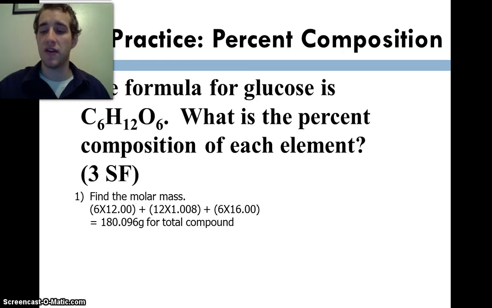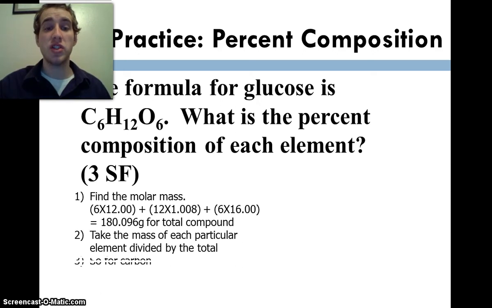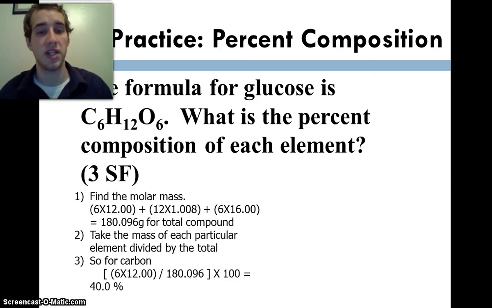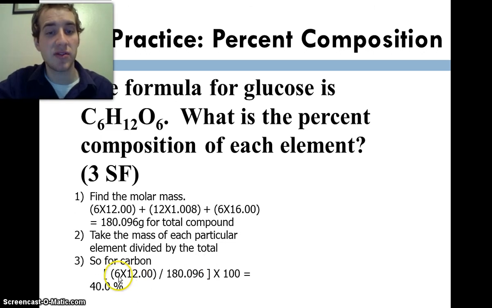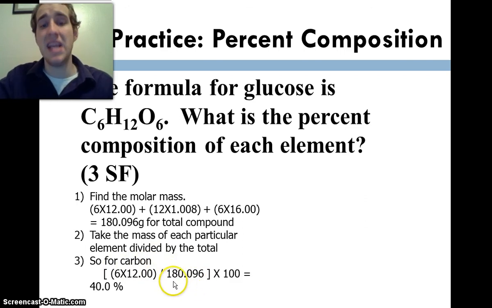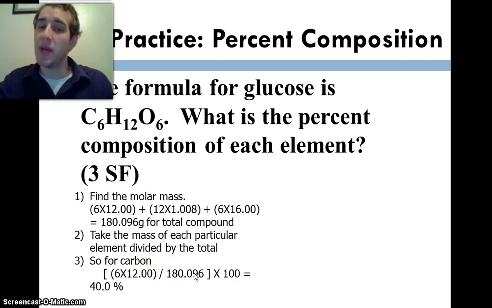Now remember, 3 significant figures. When we do that, we should get 40.0%. Again, here's the mass from just the carbon, 6 times 12.01, divided by the total molar mass, which was 180.096. To make a percentage, we multiply by 100 to get our 40.0%.